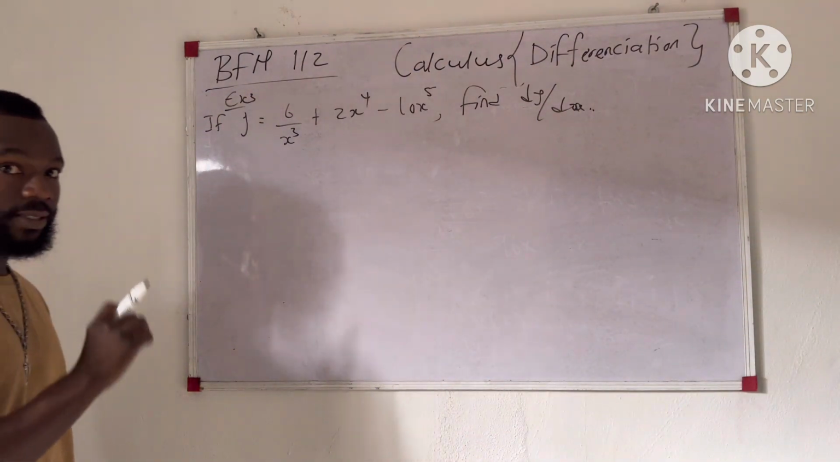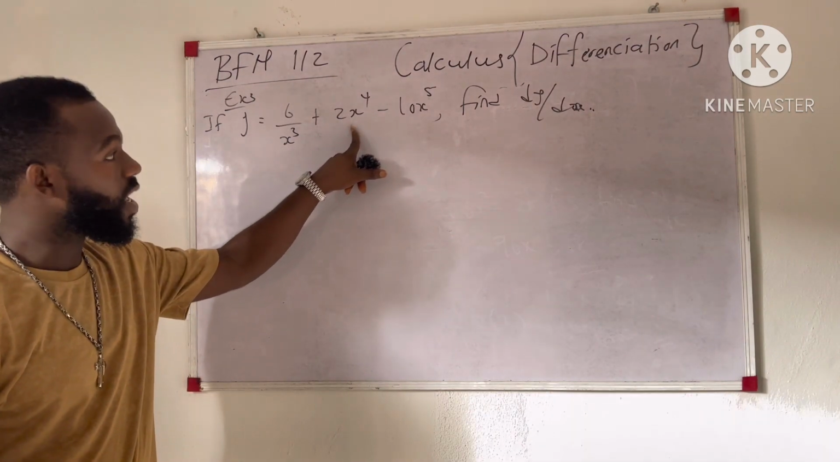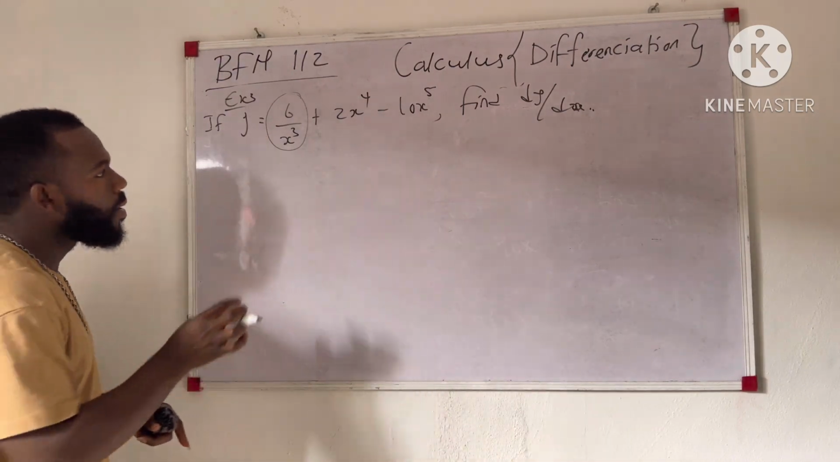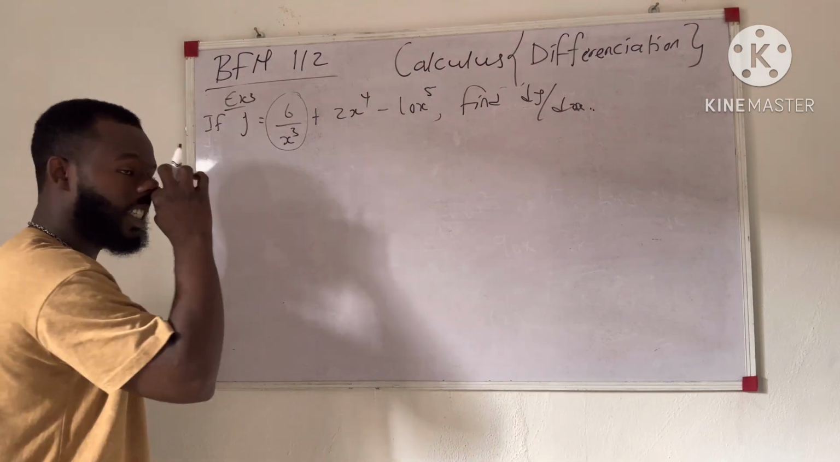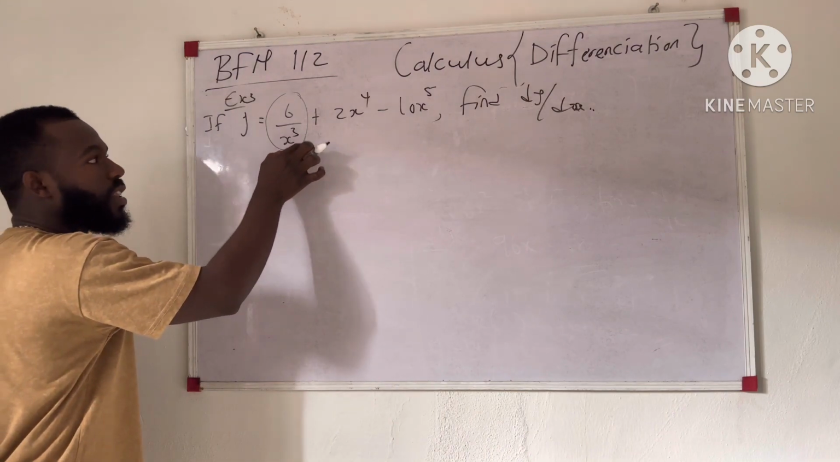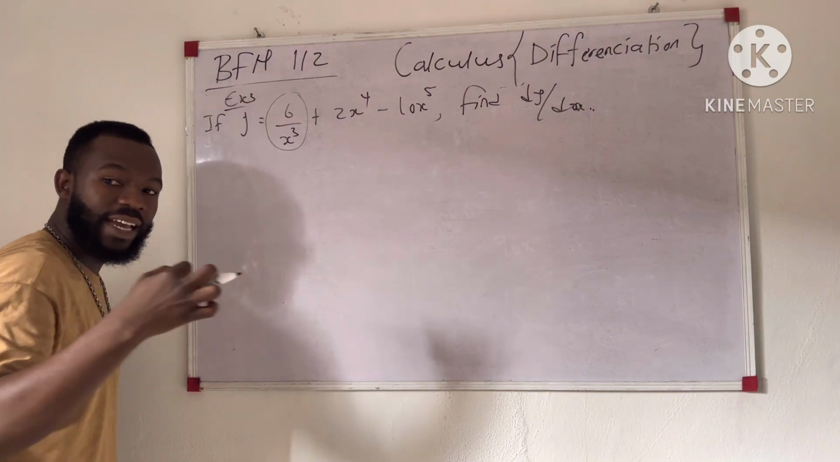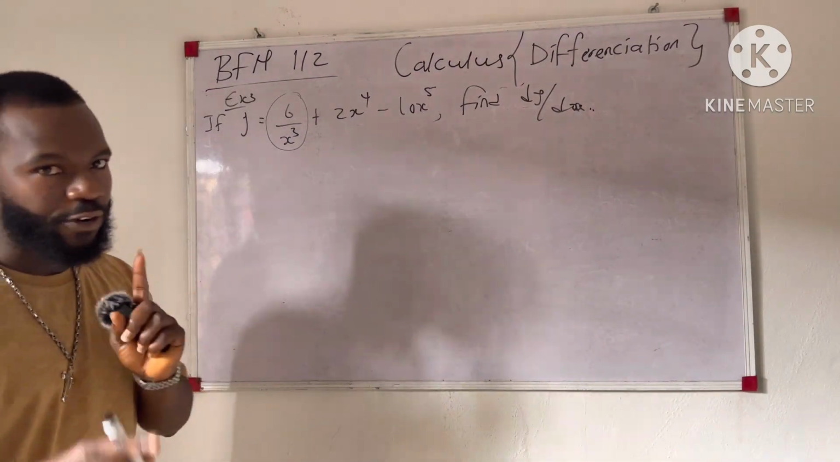Imagine we have a question like this. Now, we don't have a problem with this, but we have a problem with this. Why do we have a problem with this? Because the x is at the denominator, and you can't differentiate because the x is at the denominator. So the first thing we're going to do is bring this x raised to the power 3 up to the numerator. When x raised to the power 3 goes up, it becomes x raised to the power negative 3.